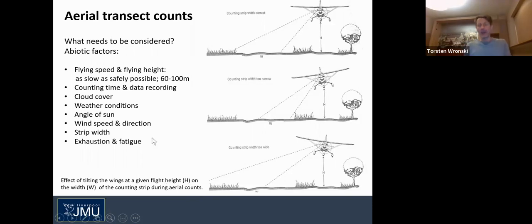However, exhaustion of the observer and fatigue are another important factor to be considered. So the counting time should not be too long, because the eyes get tired and animals might be overlooked. And again, most important, the strip width. And we will have a look in a minute at how to best establish the effective strip width.